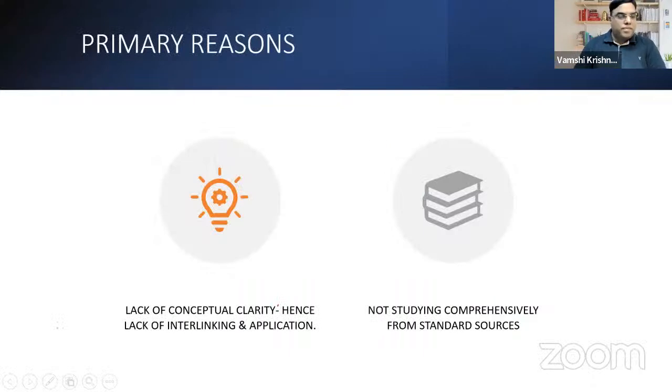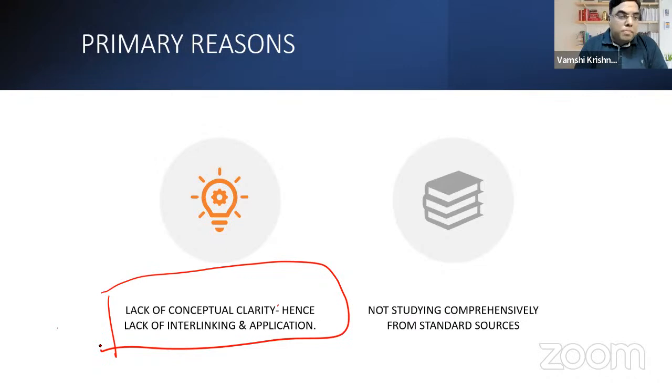The first thing that many miss out on is conceptual clarity. What is the concept, why was that concept given, and where can we use it? That clarity is missing in most aspirants. That is why they are not able to interlink. They are studying something in paper one just for the sake of studying, and they are not able to apply it in paper two, in current affairs or in any question. That is where people lose marks: lack of conceptual clarity, and lack of interlinking and application.